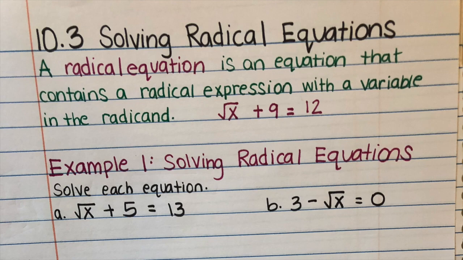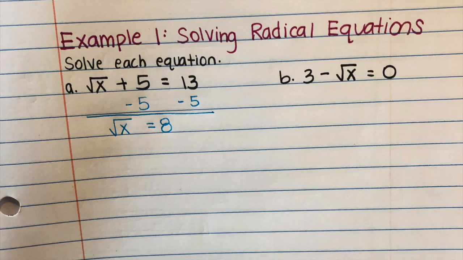So in example 1, we have two radical equations that we are going to want to solve. In letter A, we have the square root of x plus 5 is equal to 13. And in letter B, we have 3 minus the square root of x is equal to 0. So I'll go ahead and walk you through the steps and how you'll solve both of these equations. Remember that with this equation, my goal is still to get the variable, x, all by itself.